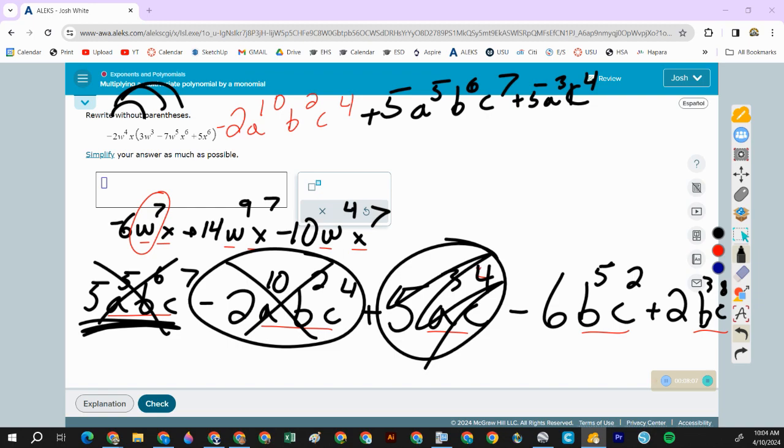So then I move on to b's. What is the largest b? It'd be this one, -6 b to the 5th, c squared, and then plus 2 b to the 3rd, c to the 8th. And that's not a really strict rule, but in general, that's what you see people do. All the variables in alphabetical order, and then you do descending order from the leading variable in alphabetical order from largest to smallest. Okay, that's it. Go for it.